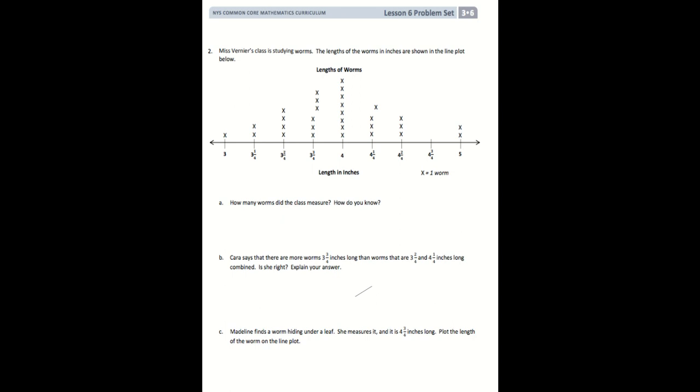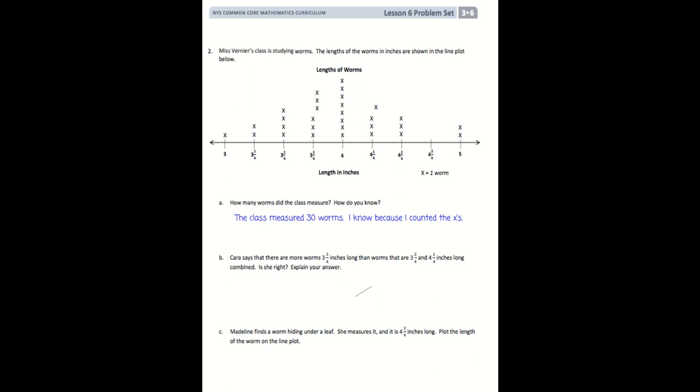and what we found. So A says, how many worms did the class measure and how do you know? Well, we always need to look at our X and see what it's for. So our X on this is worth 1 worm. So we counted our X's and we should have gotten 30 worms. So there's 30 worms that they're measuring.